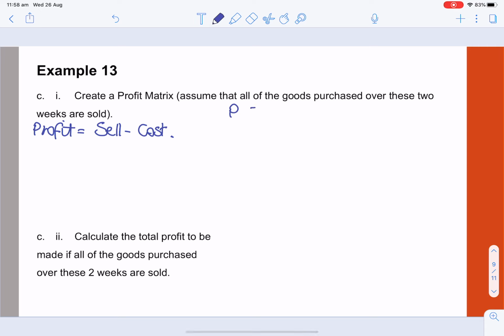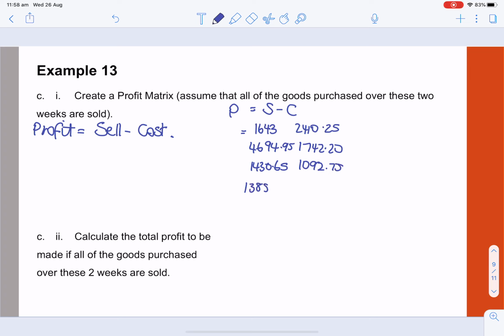So, P is equal to S minus C, which is equal to, and we're writing these out again, 24, 10, 25. I'm just taking this S from the previous slide. And 1742, 20, 1430, 65, 1092.75, and the bottom one's 1388, 80, and 1906.50. I'm going to give you a hint and say, normally when I would figure this out myself, as in create problems and stuff, I keep things as nice whole numbers. Decimal points annoy me.